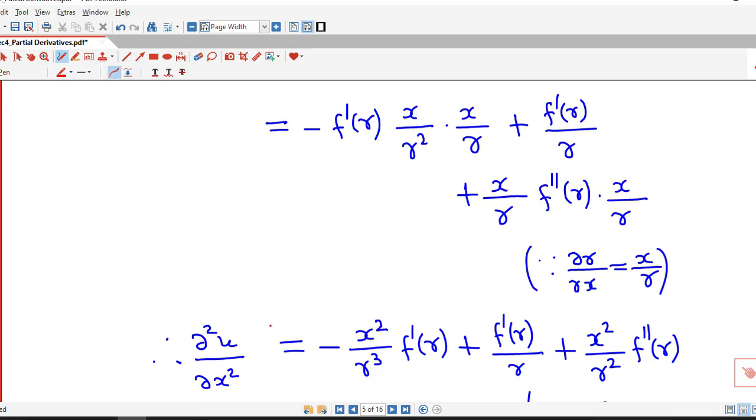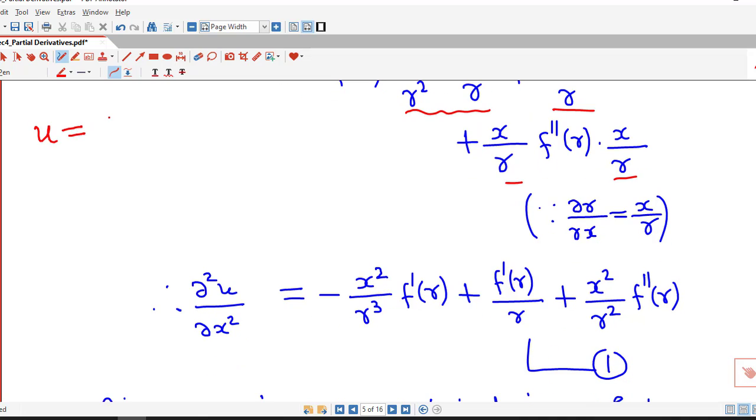So finally we obtain del square u by del x square equal to this. We rewrite all these terms. Here we have x square over r cube f dash r with a negative sign. This is f dash r over r. Here x by r into x by r is x square by r square into f double dash r.